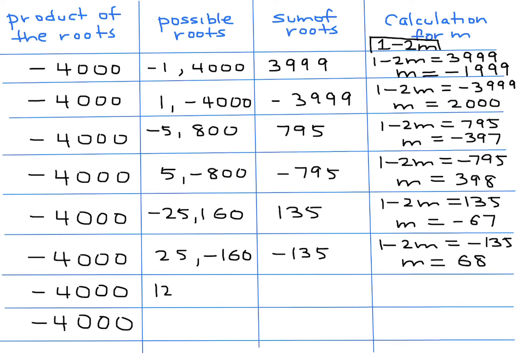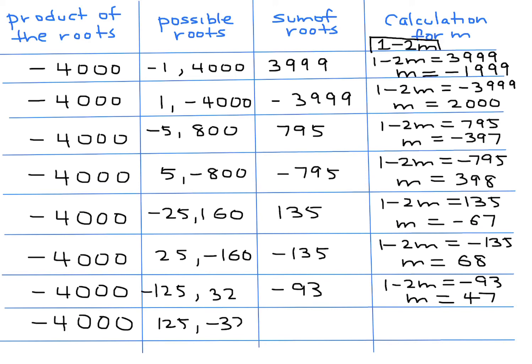And there's one more, 125, one more pair. 125, 32 negative. This becomes minus 93, and if you solve for m, you'll get a value of m equal to 47. And then finally, 125 and negative 32 is the only other possible set of roots where one is even and one is odd. So this one gives you 93, and 1 minus 2m is 93. So m solves to minus 46.